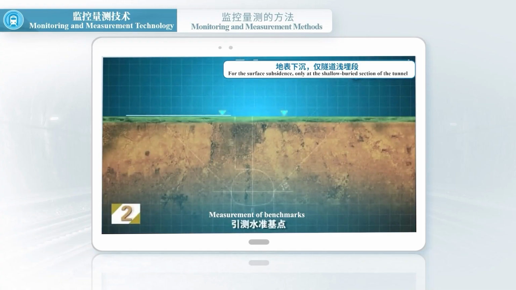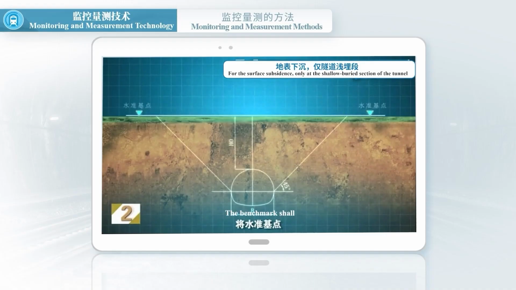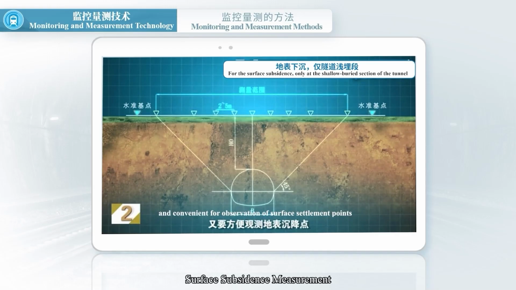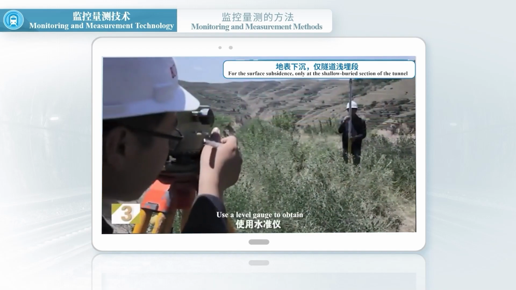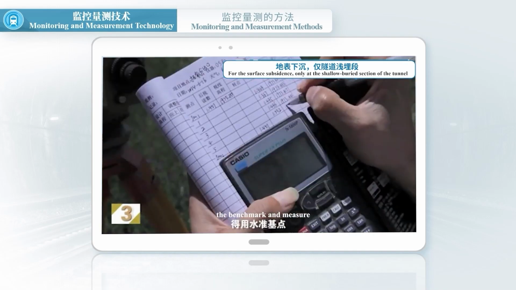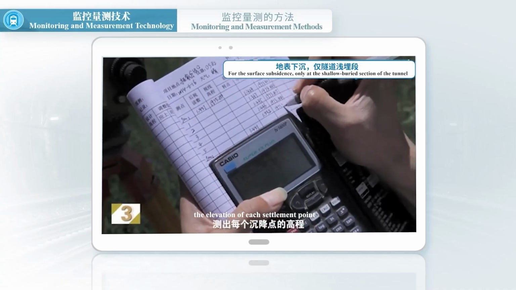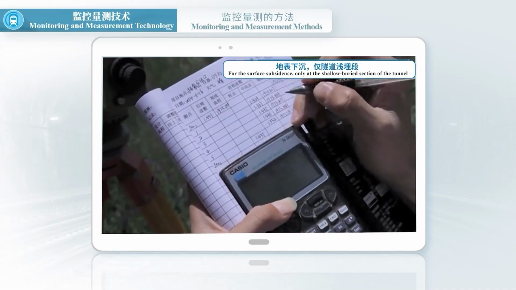Measurement of benchmarks. The benchmark shall be set at a suitable position near the ground surface. The benchmarks shall be stable and reliable, free from construction interference, and convenient for observation of surface settlement points. Use a level gauge to obtain the benchmark A, and measure the elevation of each settlement point.